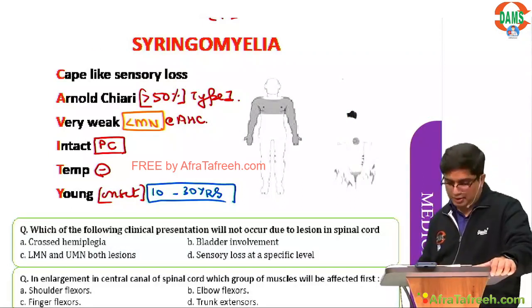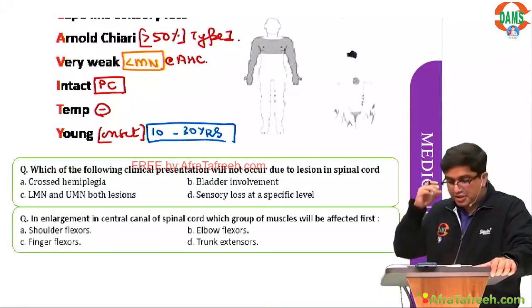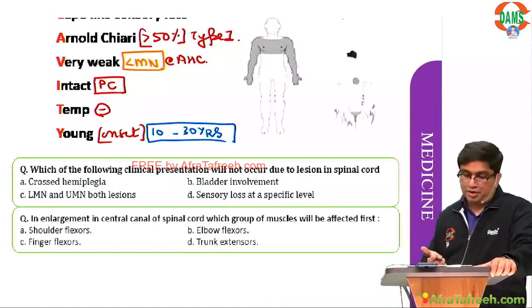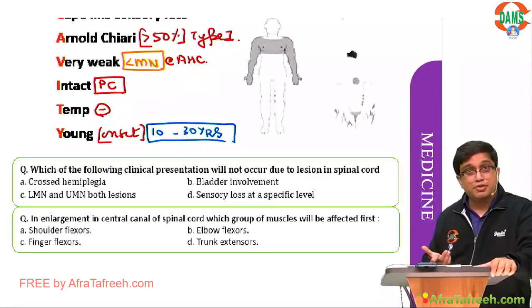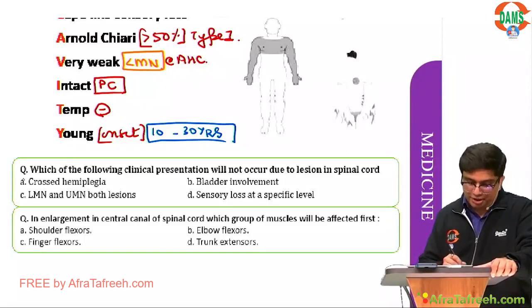Which of the following clinical presentations will not occur in a lesion of the spinal cord? Tell me. Bladder involvement will occur, sensory level at the specific level will occur, LMN and UMN signs on both the lesions will occur. Crossed hemiplegia, no, that will always occur in a pontine lesion, not here.